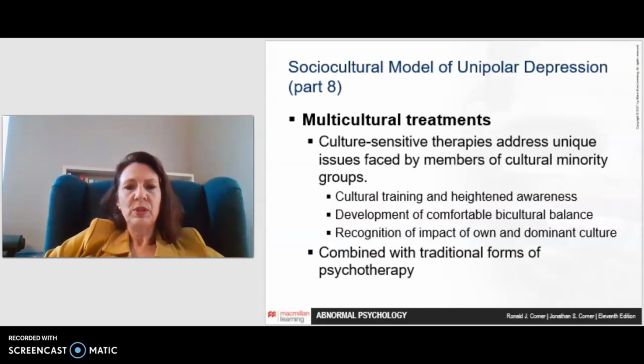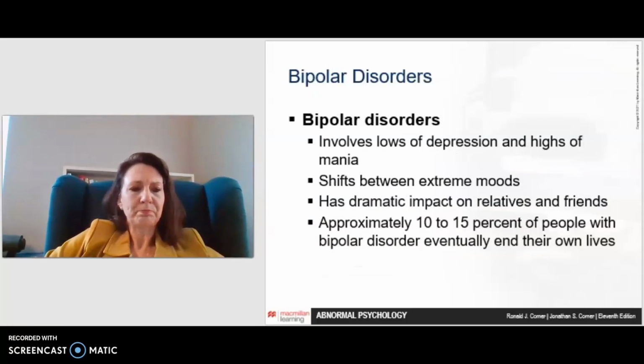Culture-sensitive therapies address unique issues faced by members of cultural minority groups. There is cultural training and heightened awareness, development of comfortable bicultural balance, and recognition of impact of one's own culture and the dominant culture that are focused on when we look at multicultural treatments, and these are combined with traditional forms of psychotherapy.